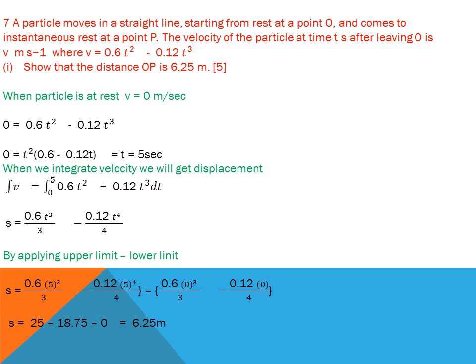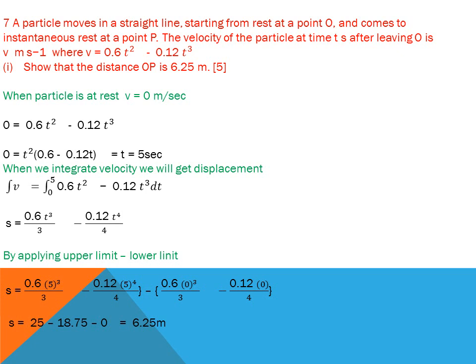Here v is equal to 0.6t squared minus 0.12t cubed, and we have to find the distance. So I should conclude that the velocity of the body is 0 when it starts its motion or when it stops. When the particle is at rest, the velocity is 0 meters per second. The object moves from point O towards another point P, and after stopping at P the object will move back or something else. So at P, the object is at rest.